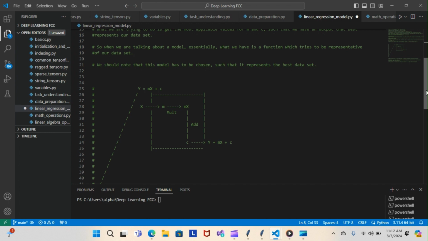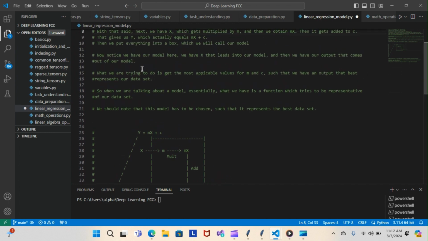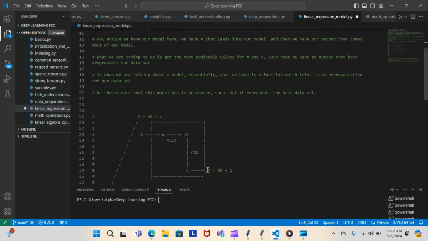Let's go back up to the reading. Now notice we have our model here. We have x that leads into our model, and then we have our output that comes out of our model. As you can see, let me go back down a little bit. You can see this is the output that comes out of our model.